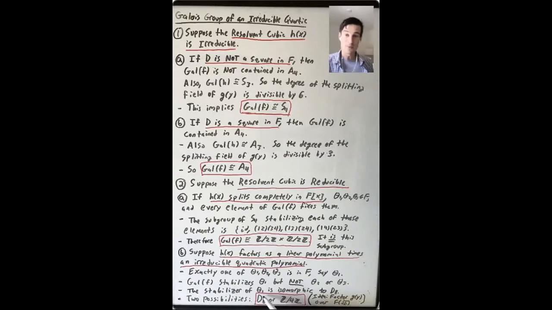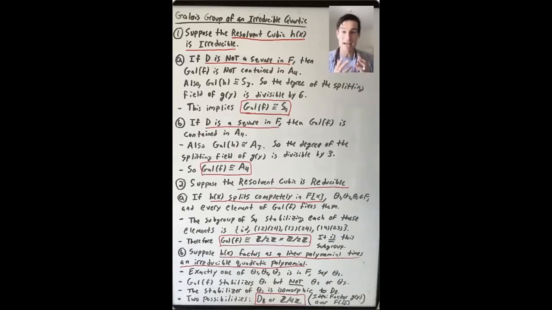The stabilizer of theta 1 is isomorphic to D8. So that means that because the Galois group stabilizes theta 1, it has to be a subgroup of this copy of D8 inside of S4. It could be all of D8, or it could be isomorphic to Z mod 4Z, the cyclic subgroup of size 4 inside of D8.